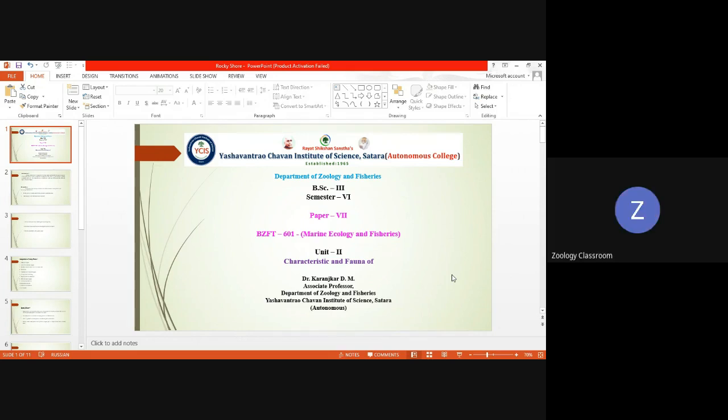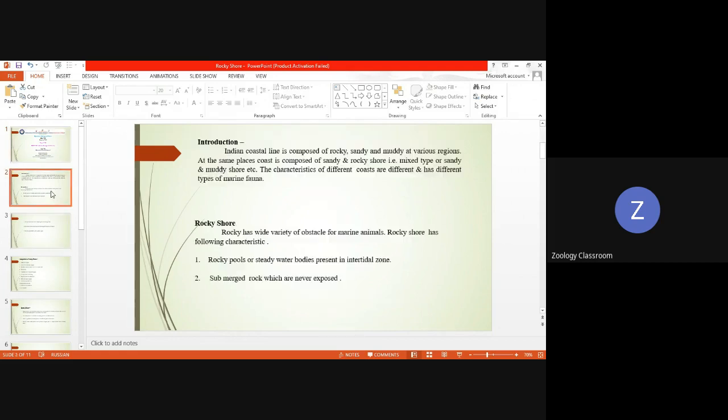So this is the last subunit, that is characteristics and fauna of shores. Now we are going to study the different types of shores, that is rocky shore, sandy shore, and muddy shore.